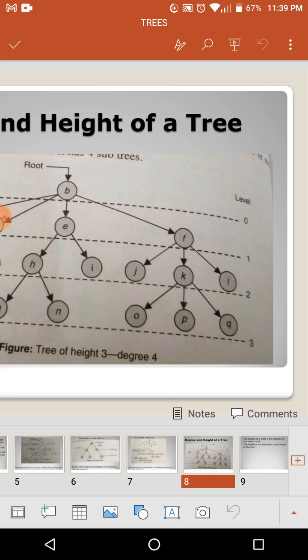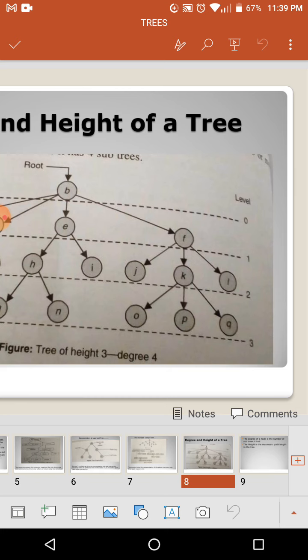And what is the height? The height is the maximum path length in the tree. The root node is level 0. Next, the root's children are the first level. Their children are the second level, and the last nodes, whose data nodes don't have any children, are called the leaf nodes. So that is the last level. So we can say that the height is the maximum path length in the tree.